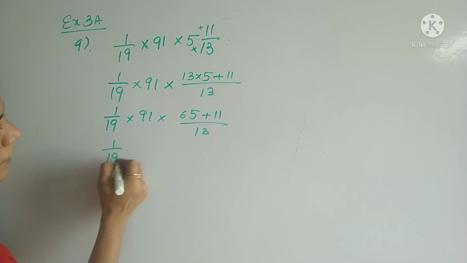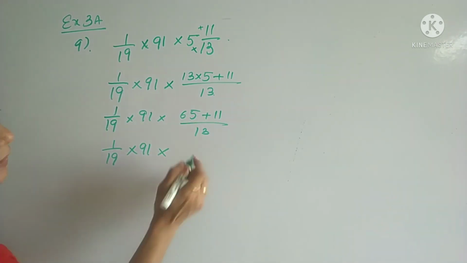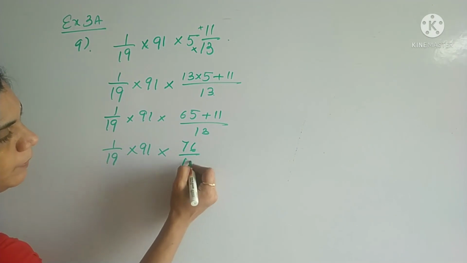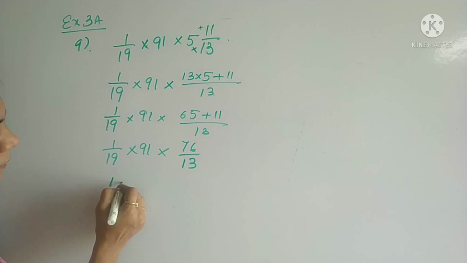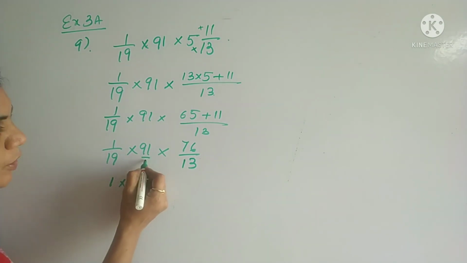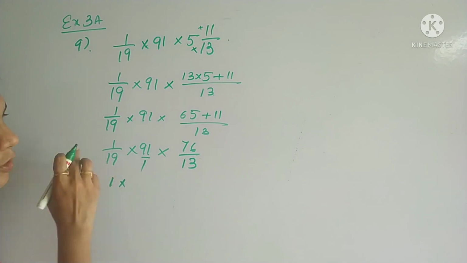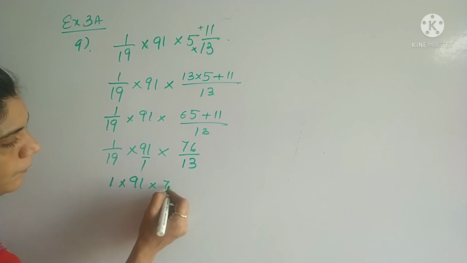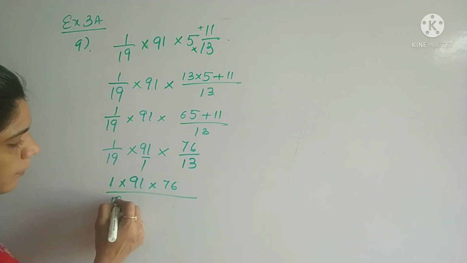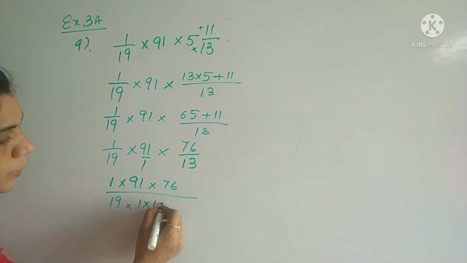Now 1 by 19, remaining as it is, write down. 65 plus 11 will be 76 divided by 13. Product of fractions. So first, this is the numerator only, nothing is there in the denominator, means in the denominator you have 1 only. So do the product of numerators first. 1 into 91 into 76 divided by product of denominators. 19 into 1 into 13.